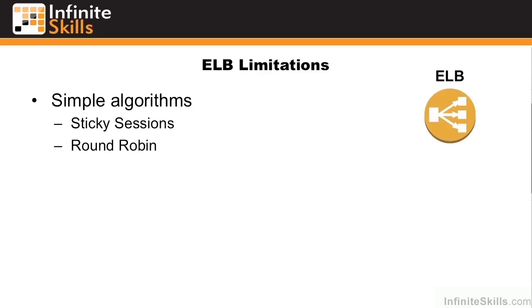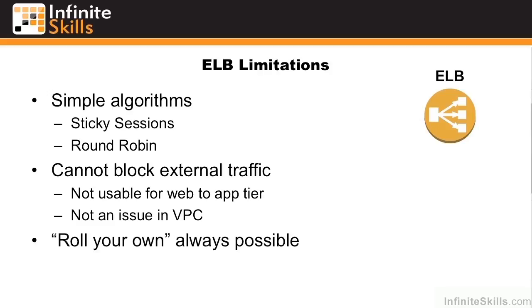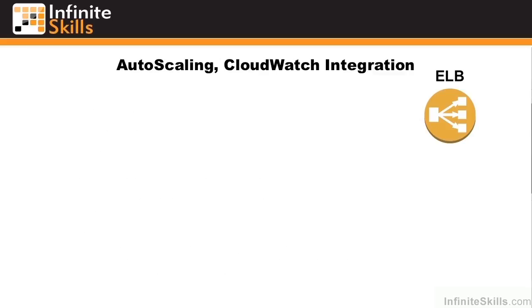You want to try to avoid state or sticky sessions in your architectures. It also cannot block external traffic, which makes it a poor choice for balancing in the web to app tier. This wouldn't be an issue in your VPC because your VPC can be locked down to only specific traffic. You can also roll your own load balancer at any time, with HAProxy and Nginx being probably the most popular choices. Let's take a moment to look at the auto-scaling CloudWatch integration.